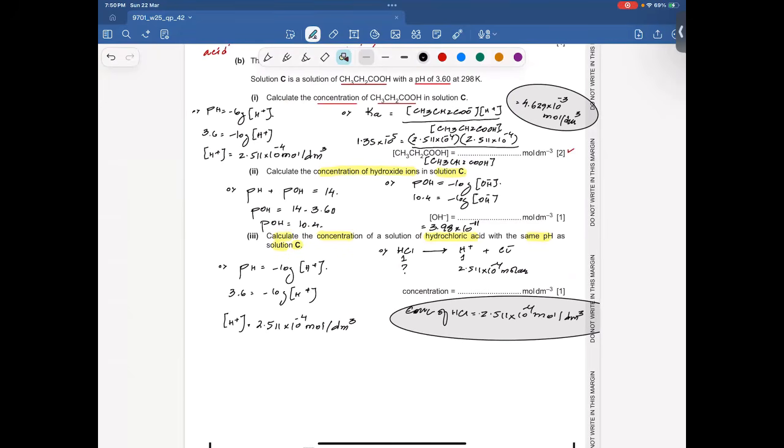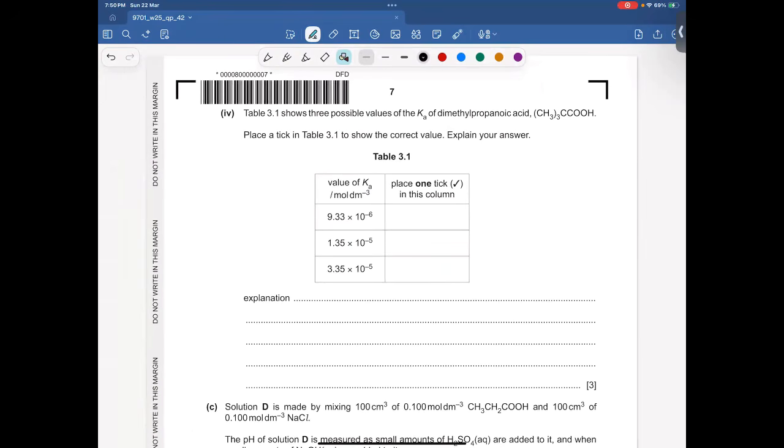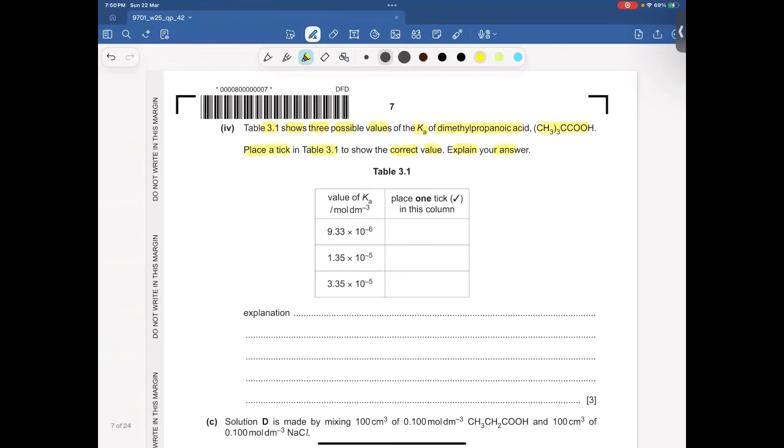Let's move on to the next page. Table 3.1 shows 3 possible values for the dissociation constant of dimethyl propanoic acid. Place a tick in Table 3.1 to show the correct value. Explain your answer. Okay, let me show you the structure first.